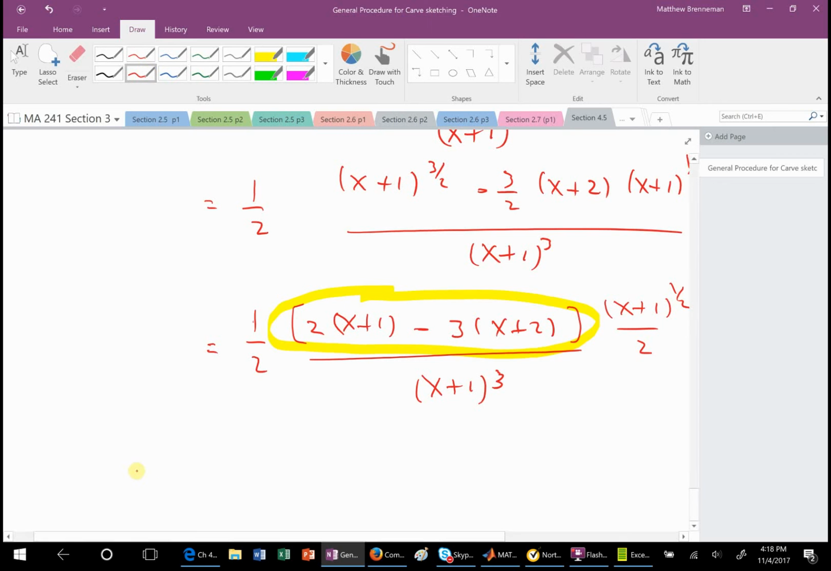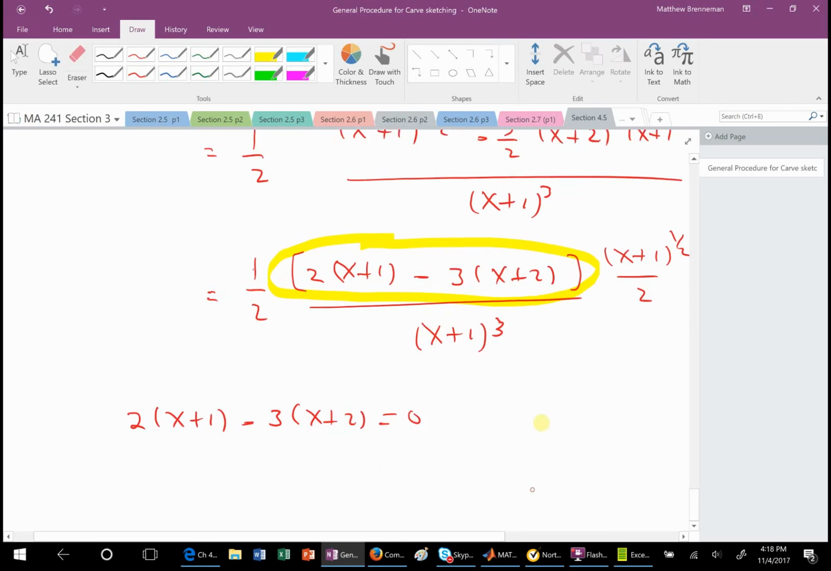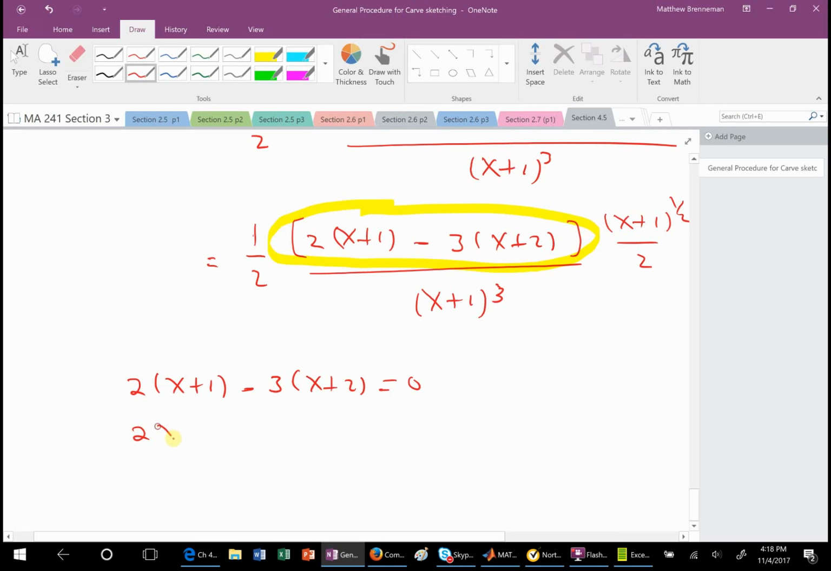So I'm going to set 2 times the quantity x plus 1 minus 3 times the quantity x plus 2 equal to 0. And I can simplify that. 2x plus 2 minus 3x minus 6 is equal to 0. And I'm going to get minus x minus 4 is equal to 0, or x is equal to minus 4.